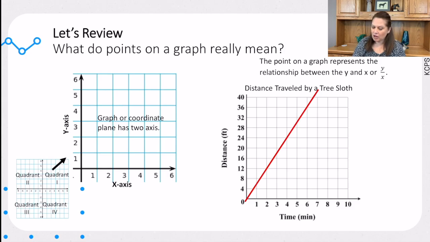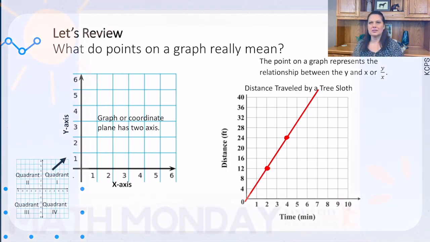Any point on that line, and it's going to be easier for you to do right now if you choose the intersection where the graph is to determine those points, that is going to help you determine the relationship. Always remember to try to simplify to unit rate. If you can, it's going to make the most sense.